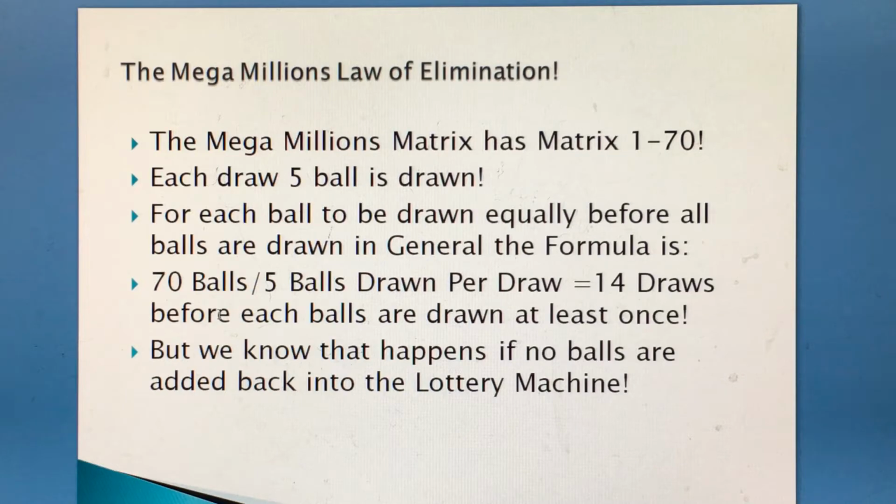But we know that happens if none are added back into the machine. So if none are added back to the machine, it will be 14 draws before each one is drawn at least once, or before each is drawn once. So the law of elimination means that we eliminate the combinations that are being drawn from the matrix, and we focus on the other combinations that have not been drawn.